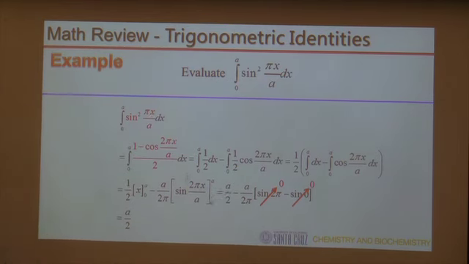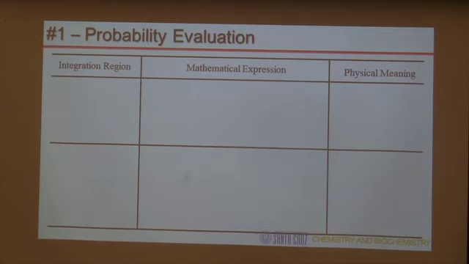Another thing is we can normalize the function and we can also calculate the probability. So here I just compare the two different things. Let's say the first one is normalization. If we want to do the normalization, what is the integral region? The all space. And also the mathematical expression, we'll just go over in your mind. So the physical meaning is normalization.